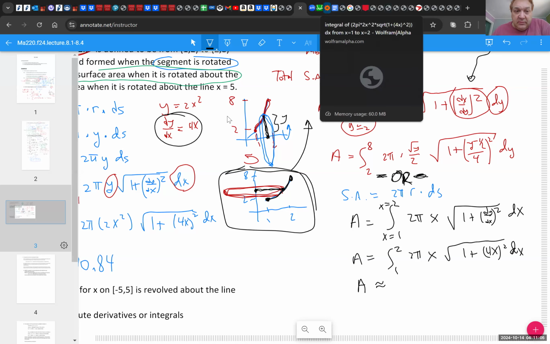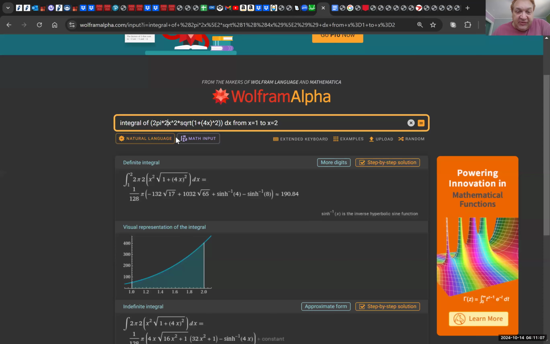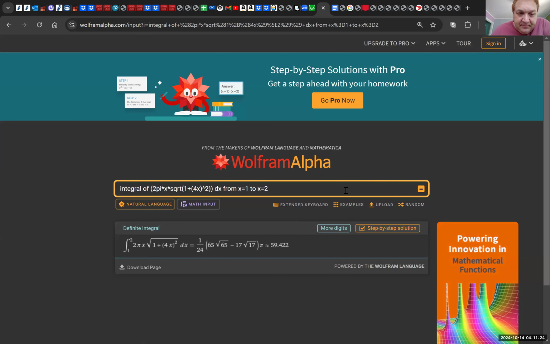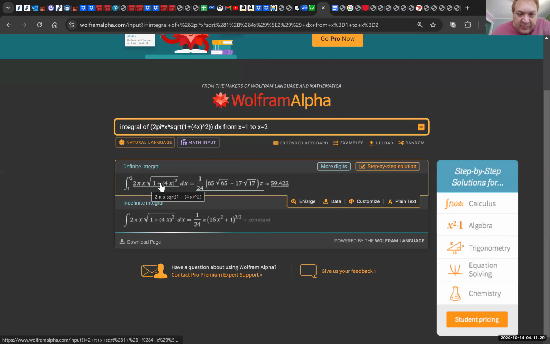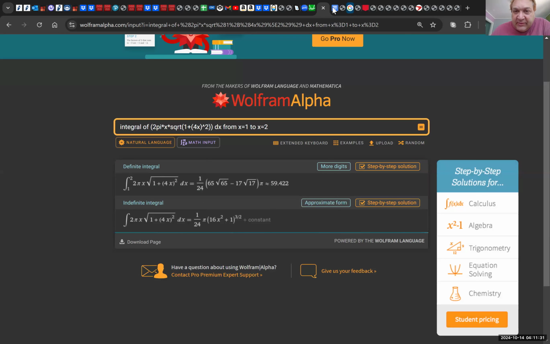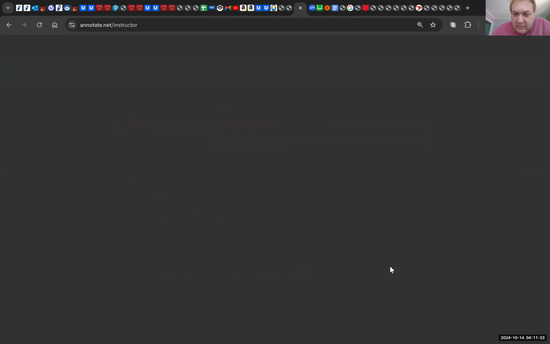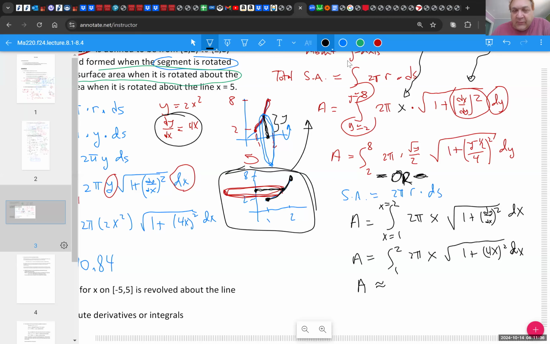Okay, so 2 pi, I'm just going to cheat and change this. 2 pi x. So it's the integral of 2 pi times x times the square root of 1 plus 4x squared dx from 1 to 2. Let's see if it figures that out. 2 pi x square root of 1 plus 4x squared dx from 1 to 2. Let me just double check. I think I got it.